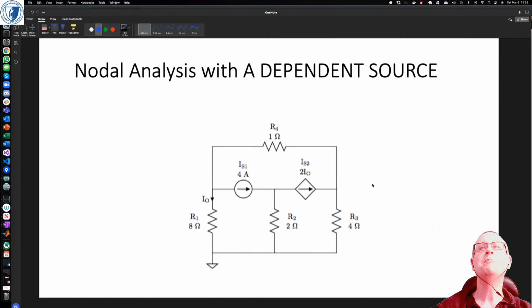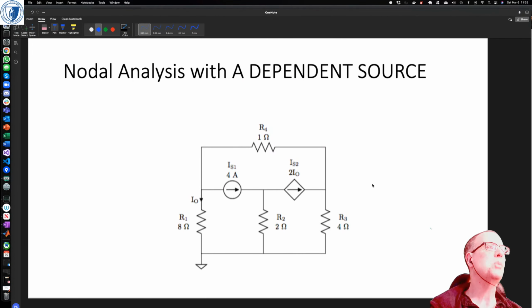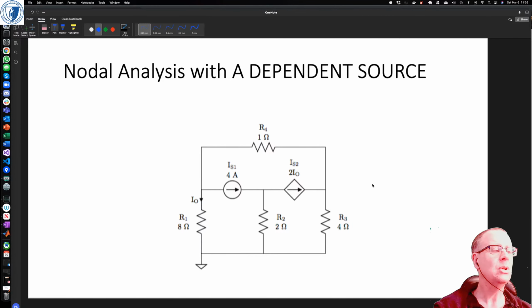So let's have a look at a more complicated problem. This is a more complicated problem for a couple of reasons. The main reason being it doesn't have any voltage sources. It's only got current sources. The other reason is one of those current sources is a dependent source. So let's have a look, and again, we'll go through the algorithm.